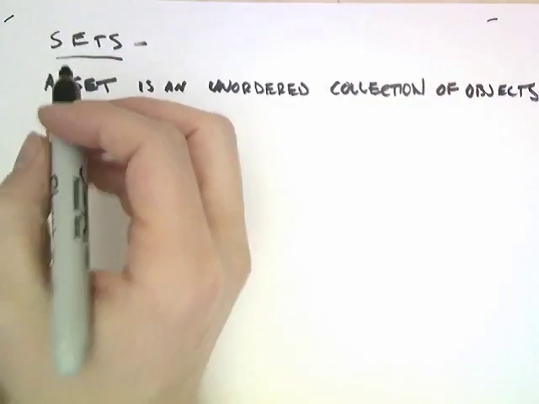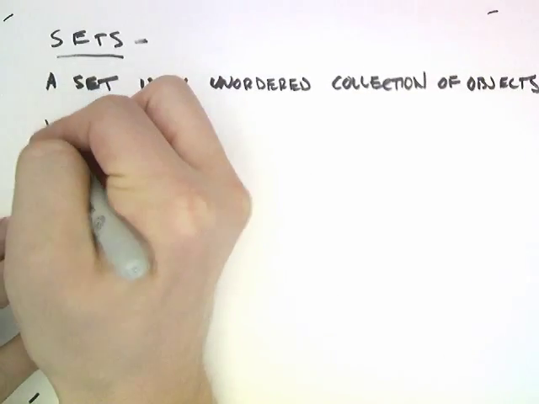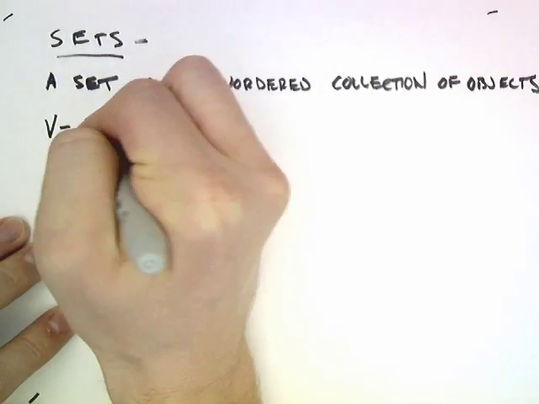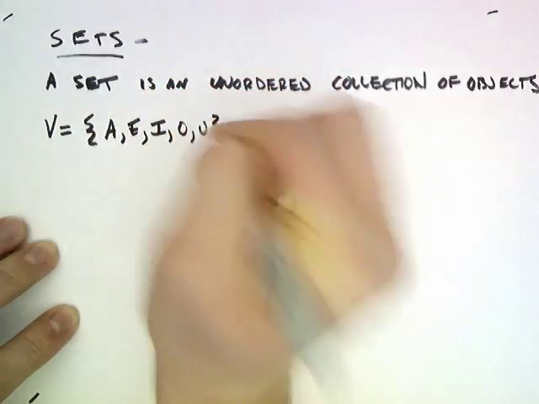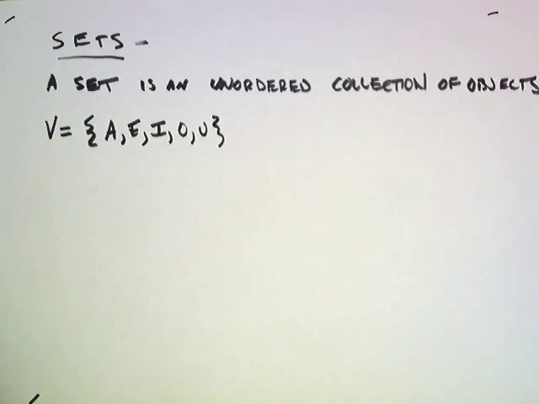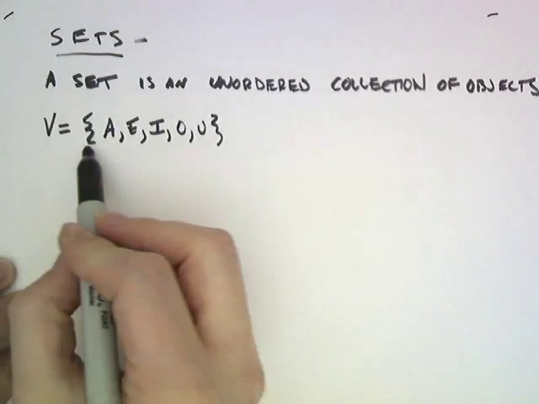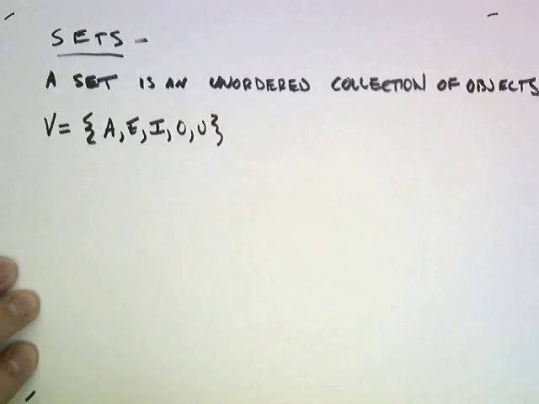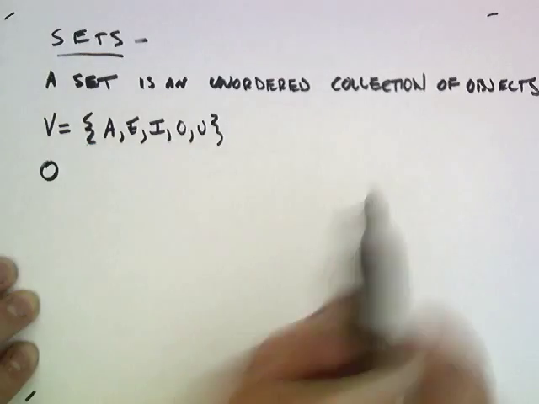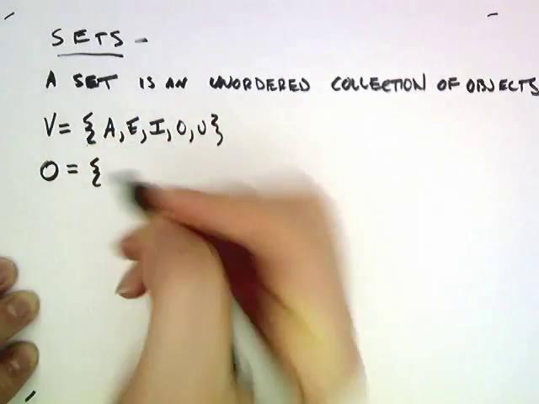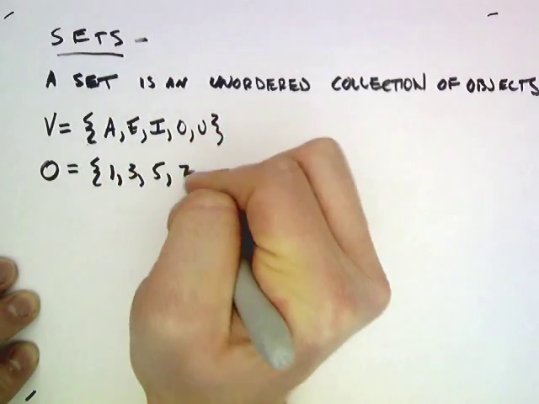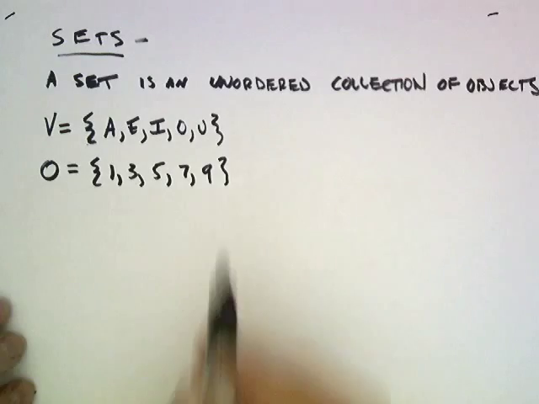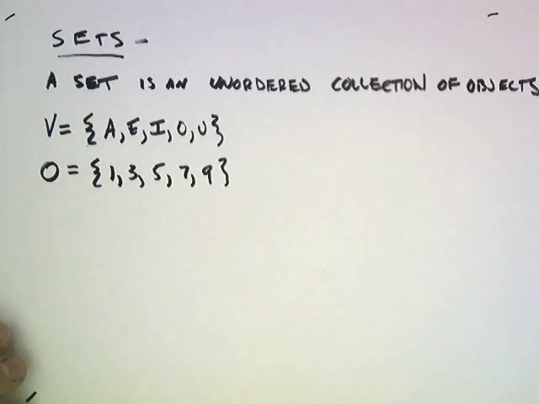So, for example, we could let the set V be {a, e, i, o, u}. This is the set of vowels in the English alphabet. We use these curly braces to denote the beginning and the end of a set. We could define another set, O, to be {1, 3, 5, 7, 9}, and this would be all odd numbers less than 10.